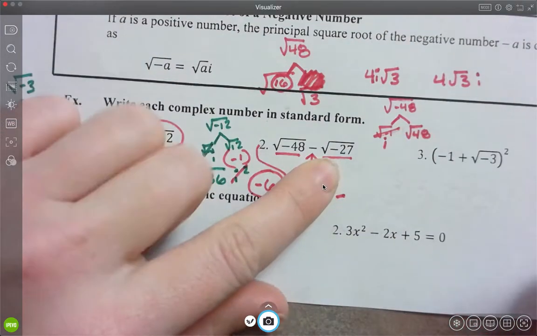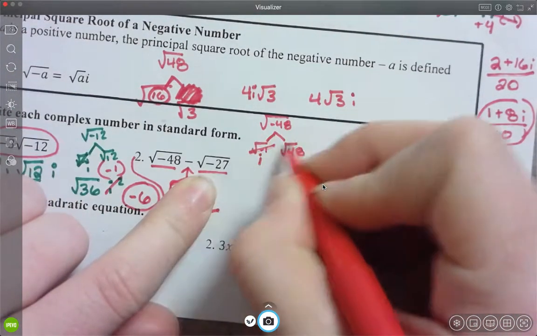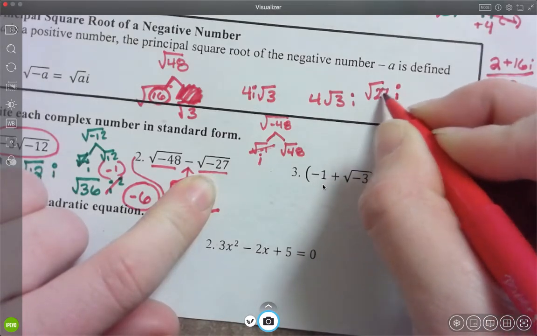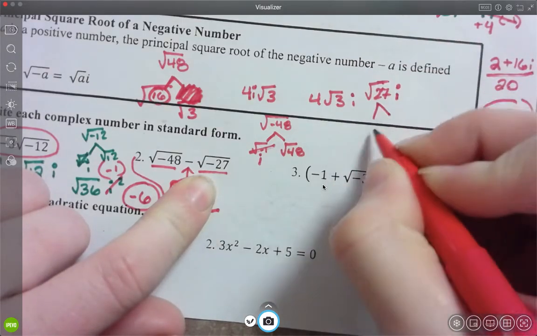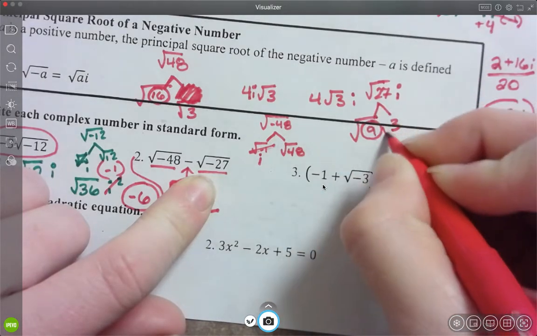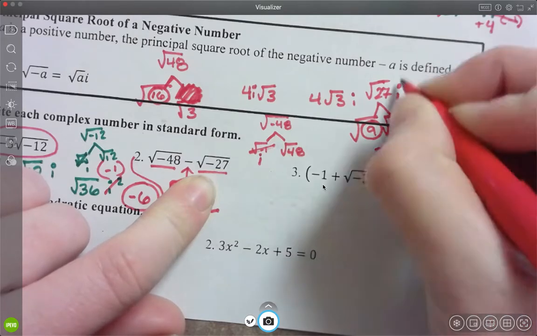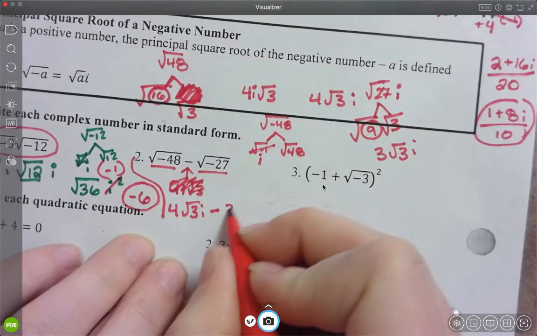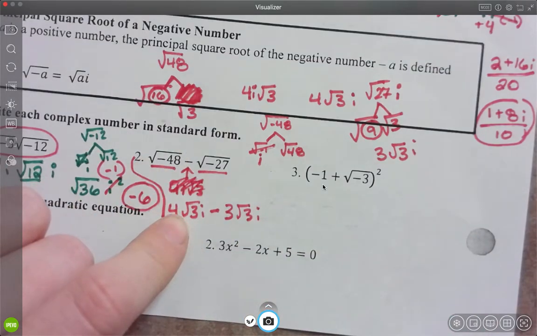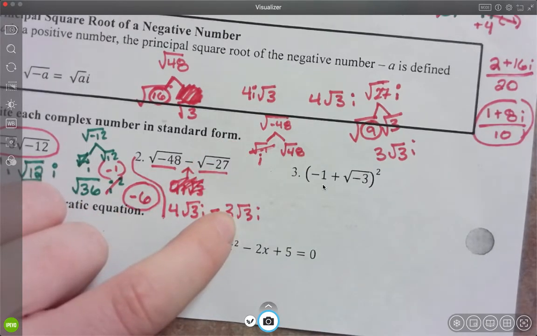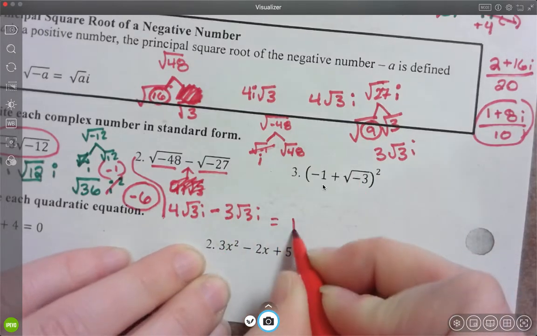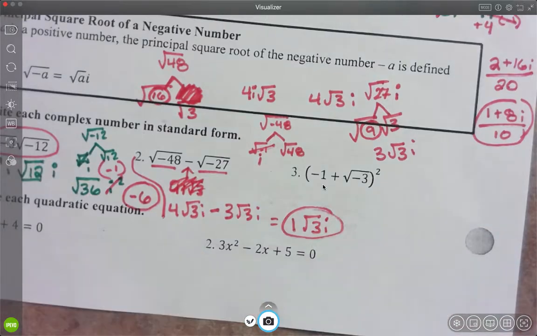Now we've got to deal with this 27. Kind of like this 48, the square root of negative 27 is i times the square root of 27, or the square root of 27i. But then 27 will break down into 9 and 3. So the square root of 9 is 3, square root of 3, and then that i comes down also. So we have 3 square roots of 3i. So negative 48 is 4 square roots of 3i, negative 27 is 3 square roots of 3i. So we have 4 square roots of 3i minus 3 square roots of 3i, which is 1 square root of 3i. And there he is.